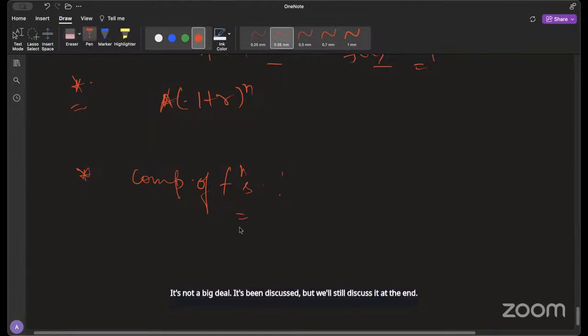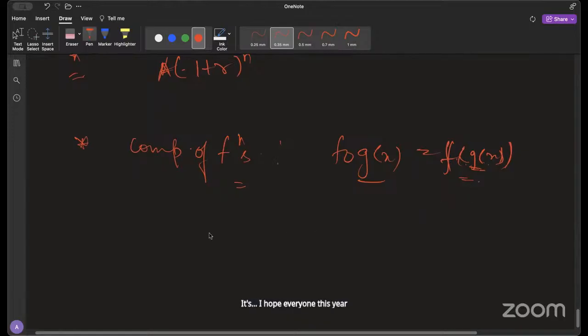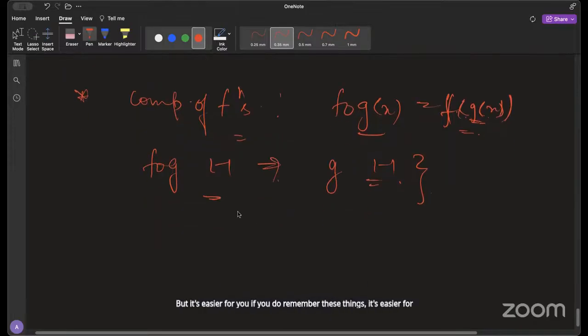Sure. Then composition of function, you have this thing, compose, which simply means substituting this g(x) in f. Hope everyone knows this. Quickly going through the composition: let's say your f∘g is 1-1, then we can say that this just means that your g is 1-1. We're not doing the proof of everything, but if you do remember these things, it's easier for you to figure out things.